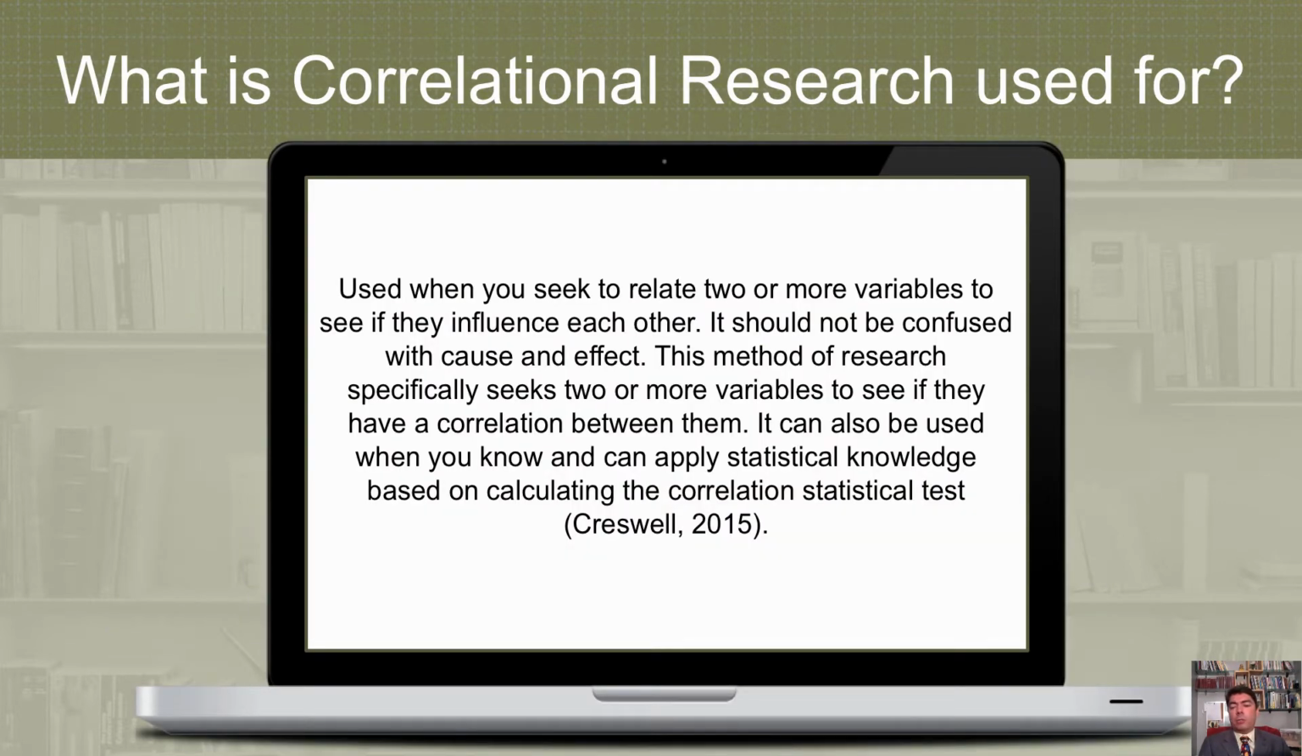And what is correlational research used for? It is used when you seek to relate 2 or more variables to see if they influence each other. These correlations can be designed as predictive or explanatory, but both designs seek to see a correlation between the variables.